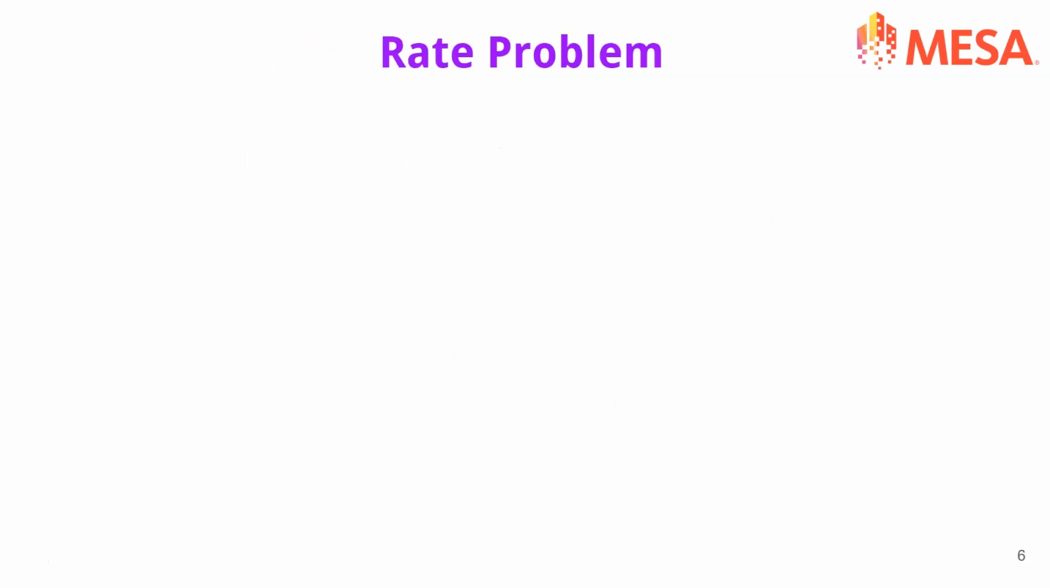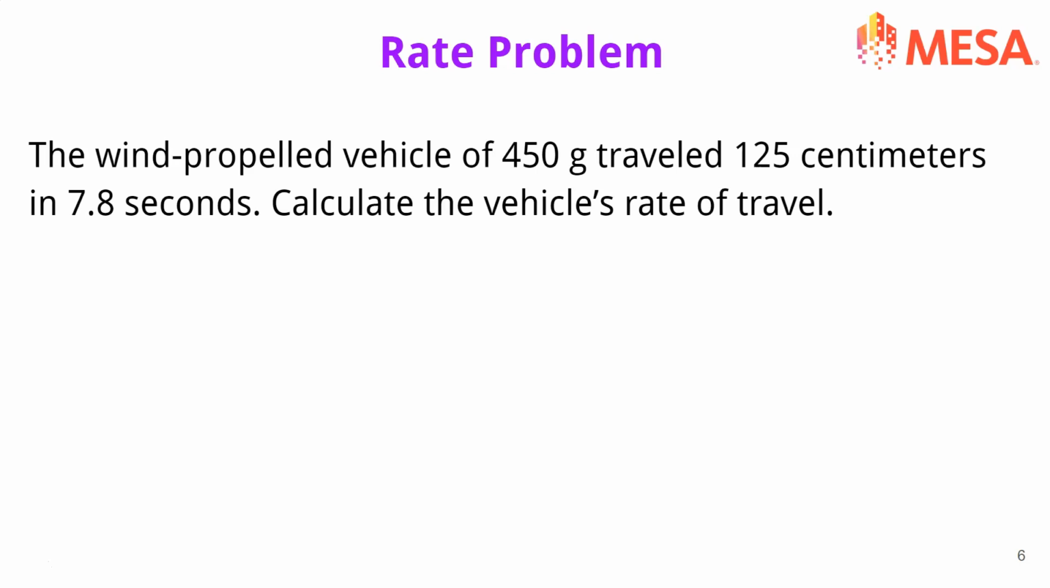So the next one we're going to do is a rate problem. The wind-propelled vehicle of 450 grams traveled 125 centimeters in 7.8 seconds. Calculate the vehicle's rate of travel. Now, rate is equal to d over t, where d is represented as distance and t is represented as time.